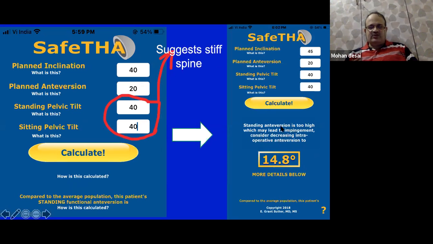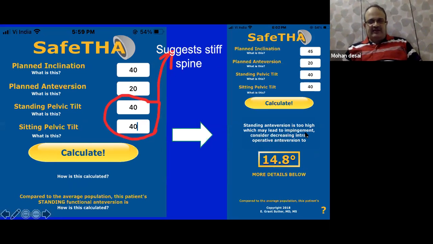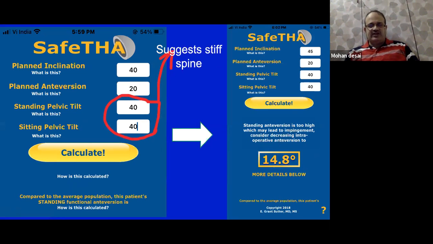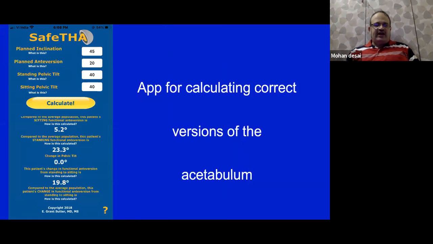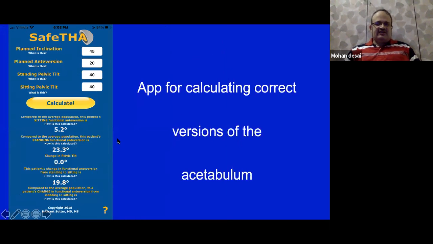Standing anteversion is too high, which may lead to impingement. What does it mean? If anteversion is too high, there will be posterior impingement and the hip will dislocate anteriorly. So from sitting to standing, the hip may dislocate. So you have to decrease the anteversion. So this is what you can do as planning. It's not templating, but it is a part of the planning. And it will tell you the reasons why you would do this in particular.